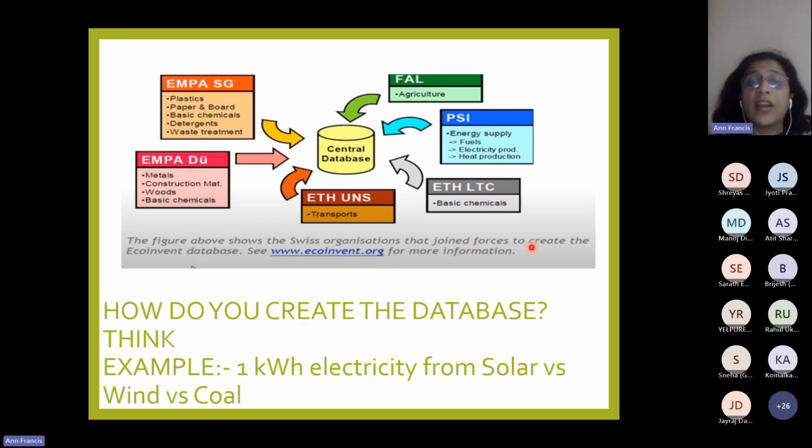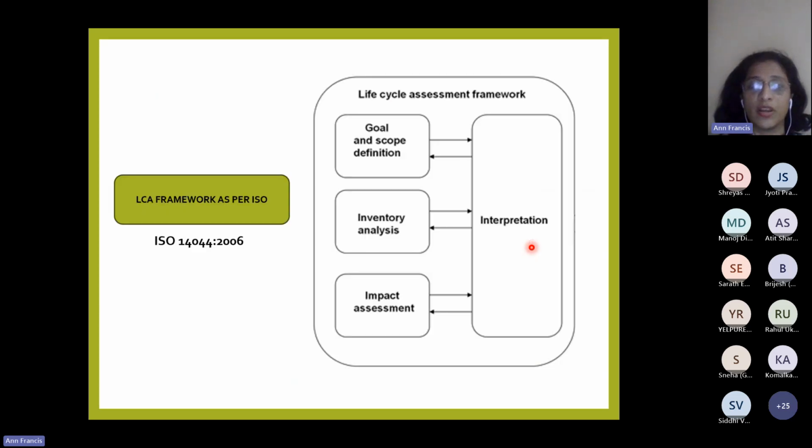So again, if you have to create a database, let's say for 1 kWh of solar versus wind or coal, you can actually create these databases also. You can actually go down to the depth, do all the analysis, and come out with this one value for 1 kWh electricity. But it's a very data intensive process, as I had shown earlier.